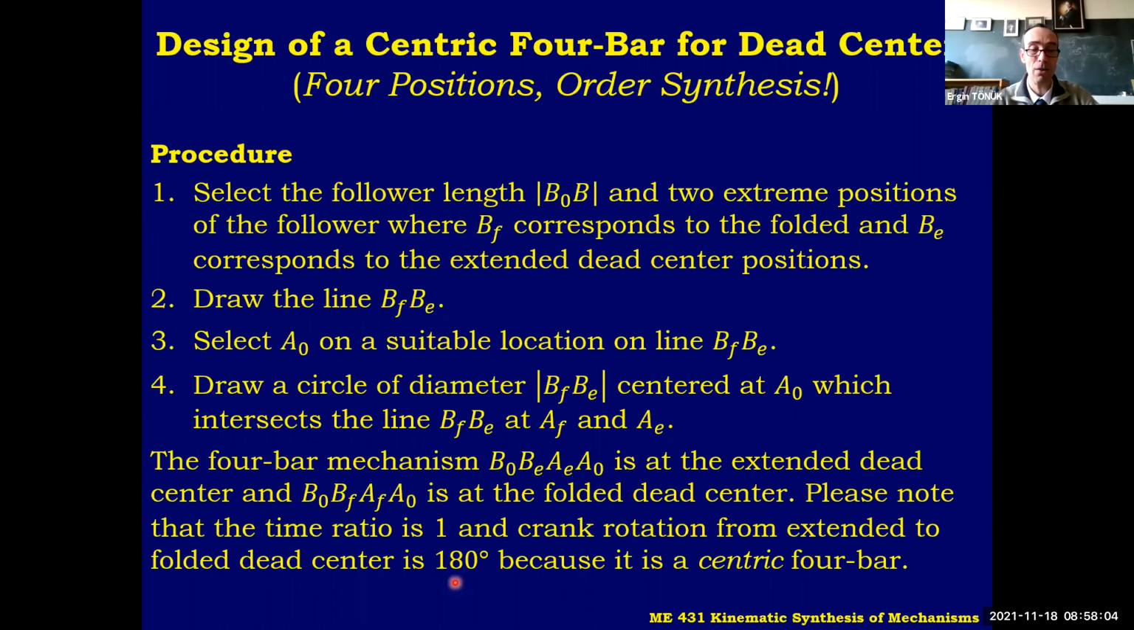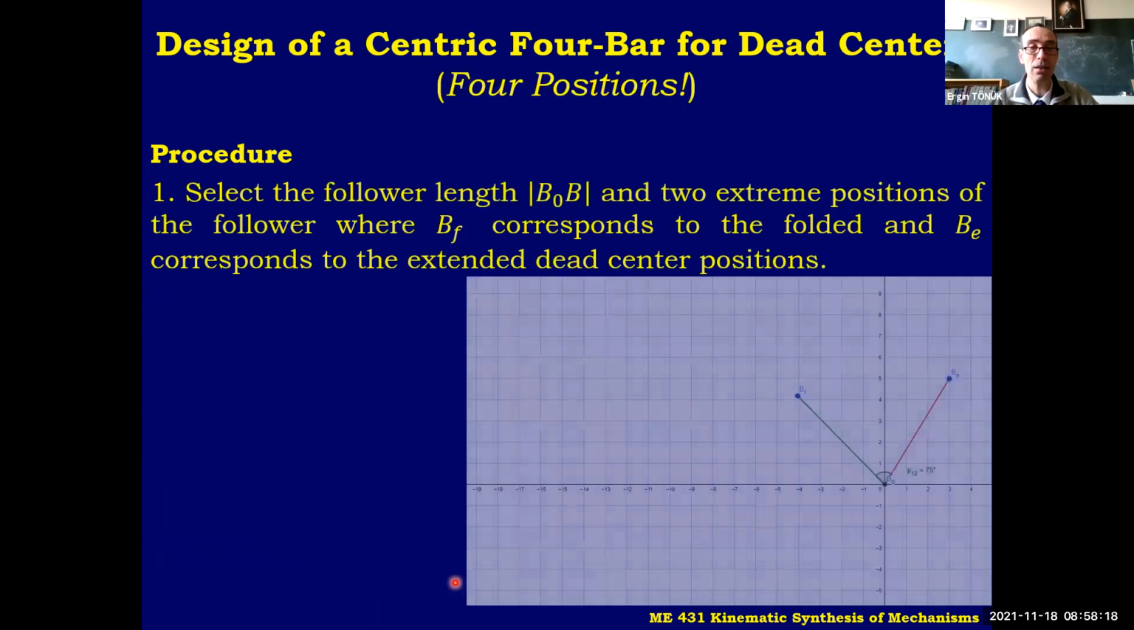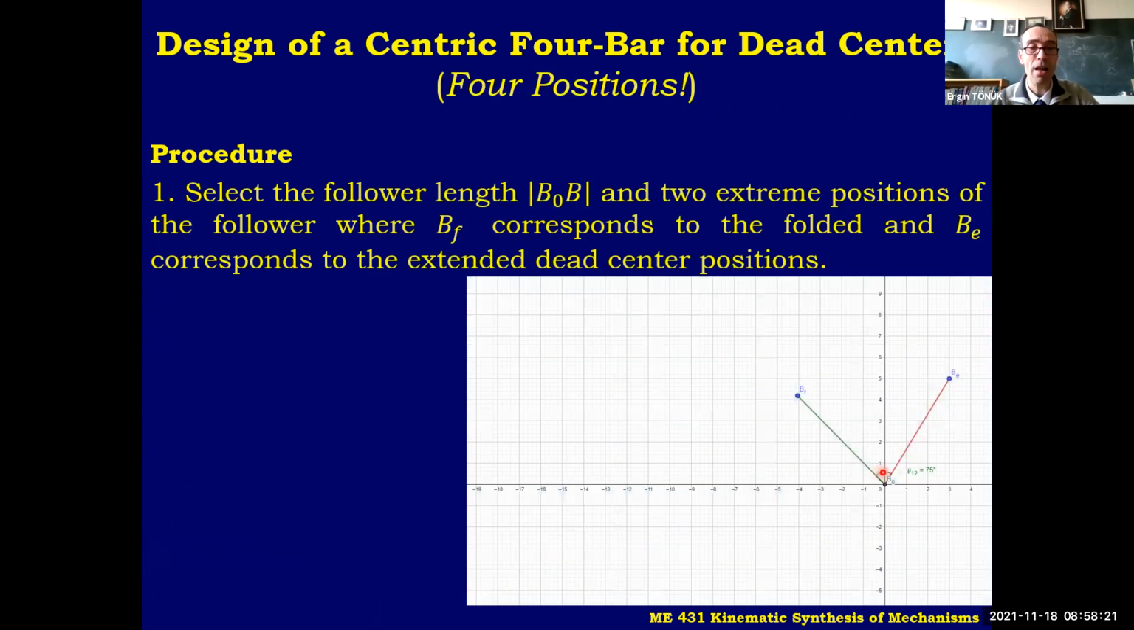Of course, if you have any questions, please feel free to interrupt me. Okay, so let's apply the procedure on GeoGebra. I have selected this length and the initial position, okay, arbitrarily. Then my swing angle, say, is 75 degrees because I'm using a windshield wiper of this type.